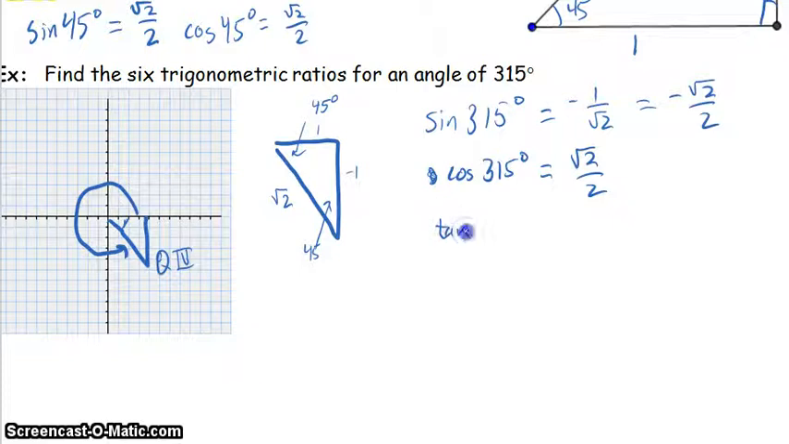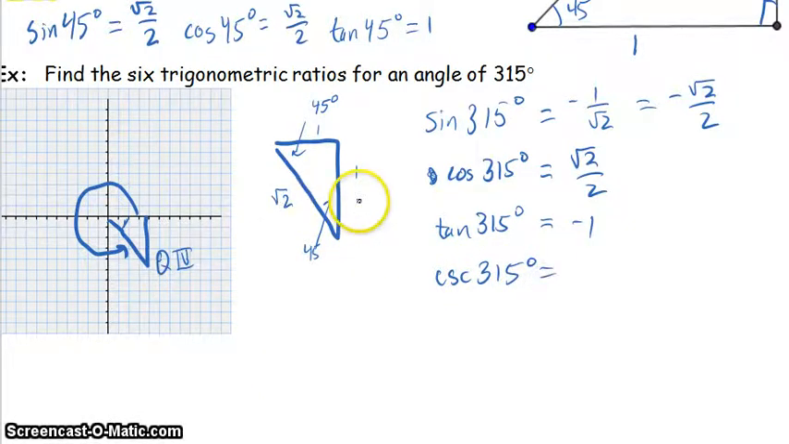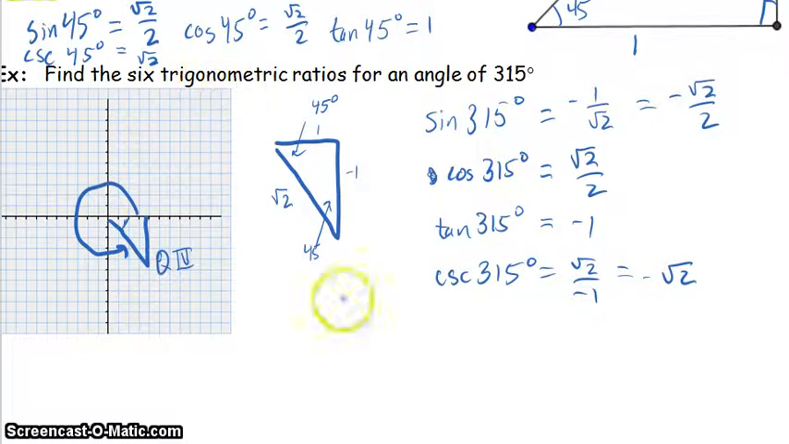How about tangent? That's going to be negative 1 over 1, which is negative 1. So the tangent of 45 degrees is 1. Cosecant is hypotenuse over opposite, which is the square root of 2 over negative 1, which is negative square root 2. So the cosecant of 45 degrees is exactly the same minus the negative sign. So the cosecant is the square root of 2.